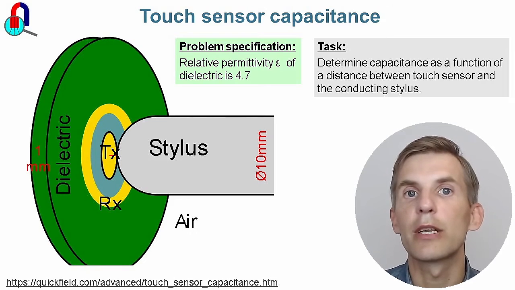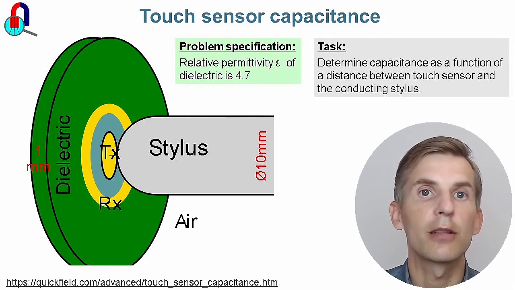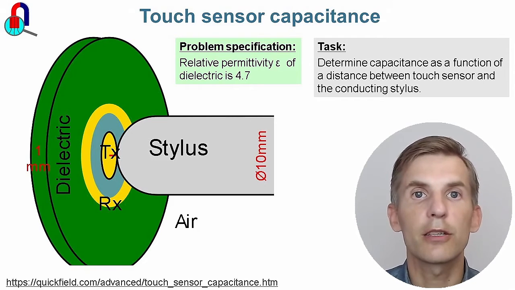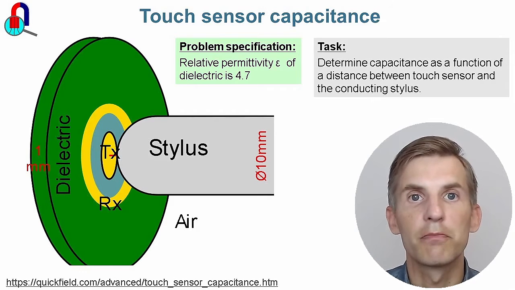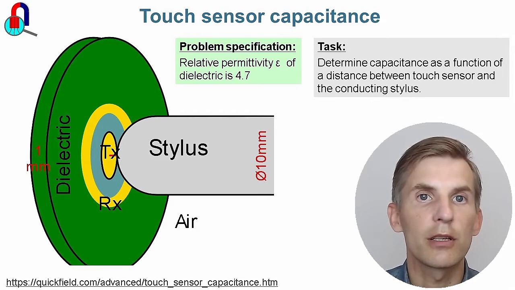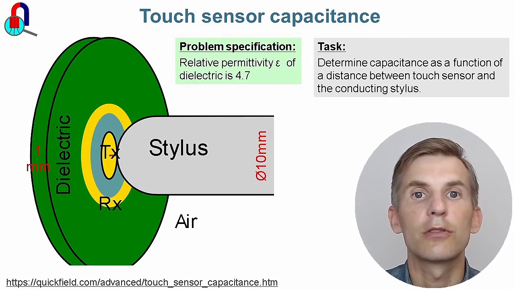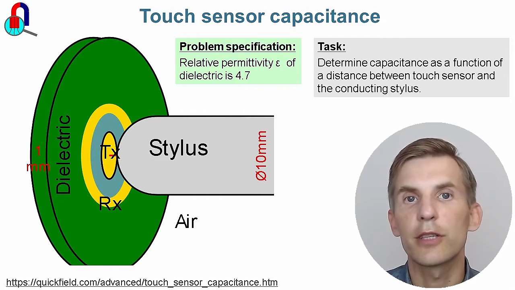So I'm going to simulate an electrostatic problem. I will apply +1 and -1 volts to the electrodes and measure the electric field energy. The capacitance could be calculated as the stored electric field energy, doubled, divided by the potential difference squared. The stylus I'm going to simulate as a conducting body with the floating boundary condition.